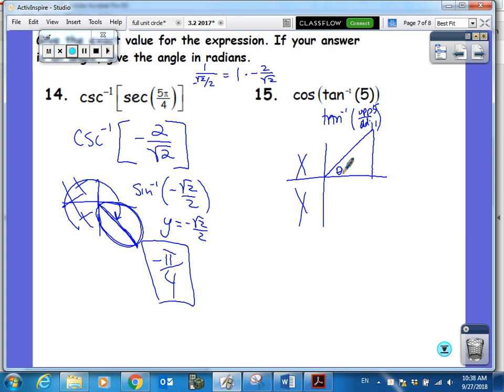Say that again. Inverse tangent is 1 and 4. Inverse cotangent is 1 and 2. Okay?